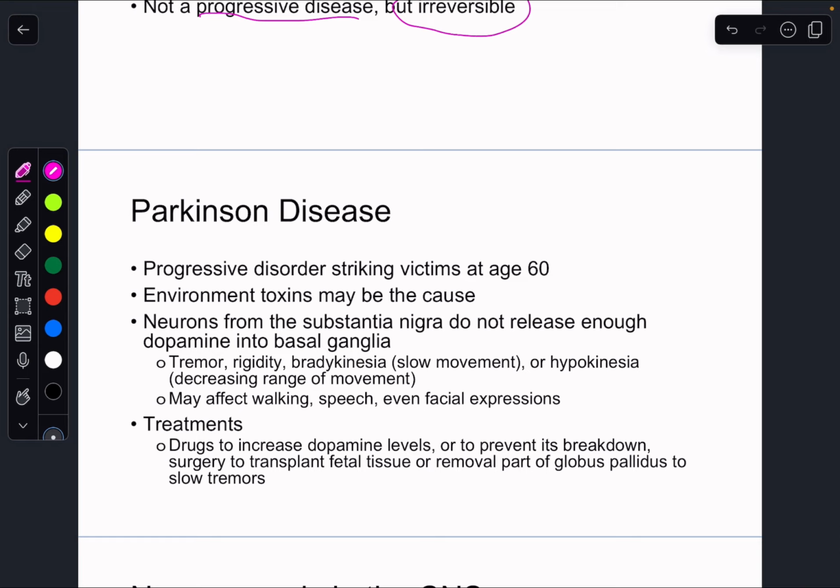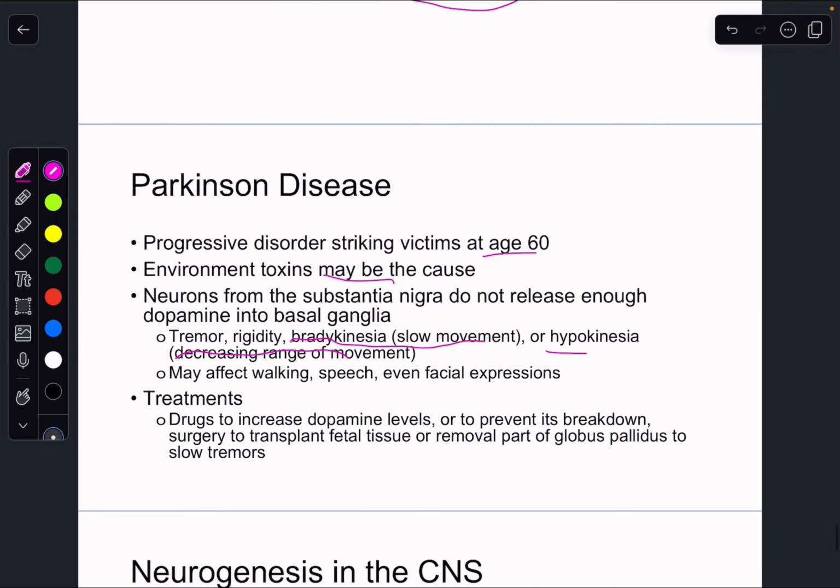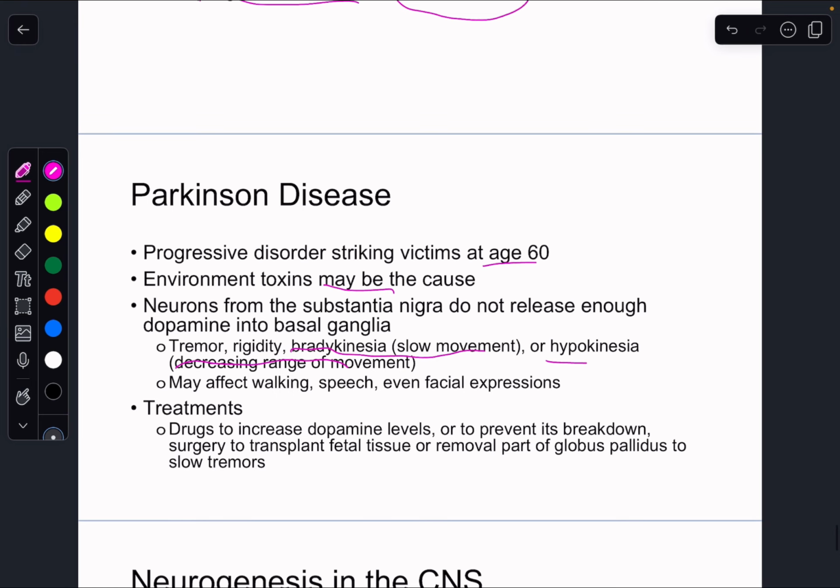Parkinson's disease. It is a progressive disorder striking victims at age 60. Environmental toxins may be the cause. Neurons from the substantia nigra do not release enough dopamine into the basal ganglia. Effects are tremor, rigidity, bradykinesia, which is slow movement, or hypokinesia, which is decreasing range of movement. It may affect walking, speech, or even facial expressions. Treatments are drugs that increase dopamine levels or prevent its breakdown, surgery to transplant fetal tissue, or removal of part of the globus pallidus to slow tremors.